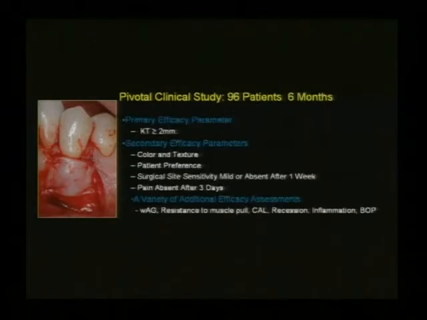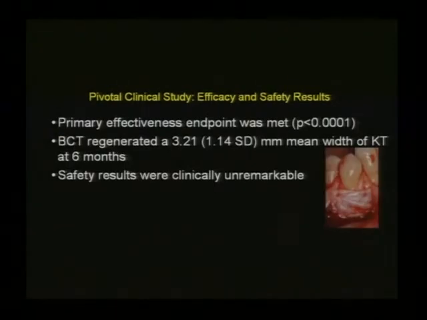Our primary efficacy parameter in our large trial, our multi-center trial, was creating keratinized tissue greater than or equal to 2 millimeters. We looked at a lot of secondary endpoints, among which were color and texture, patient preference, surgical site sensitivity, and pain after 3 days, and a variety of additional efficacy endpoints. We found that we achieved in the multi-center trial the primary efficacy endpoint. The primary efficacy endpoint was met.